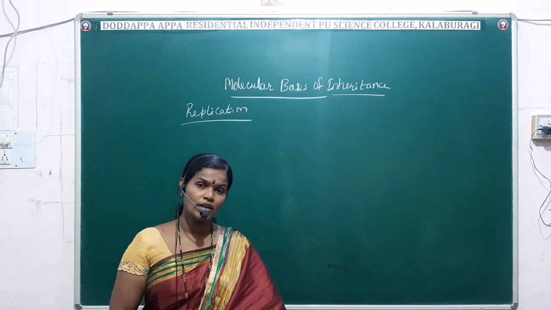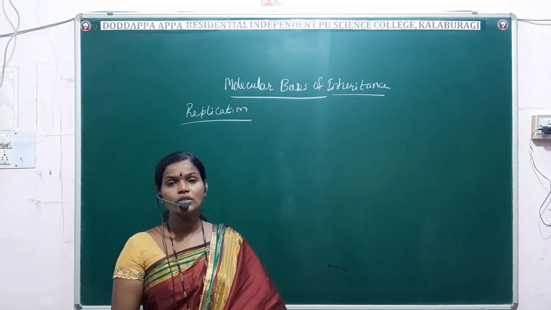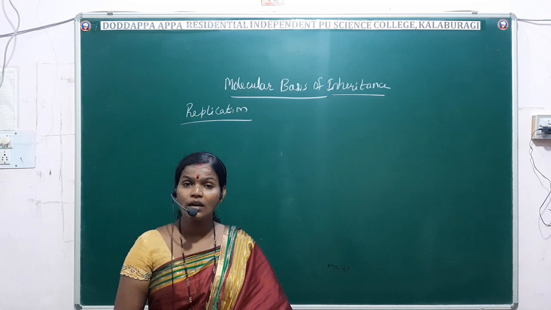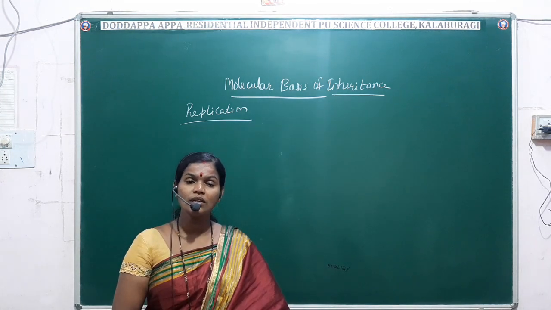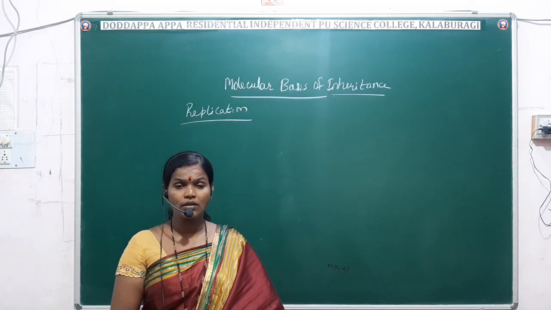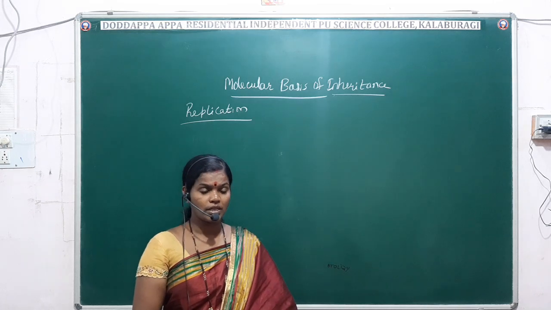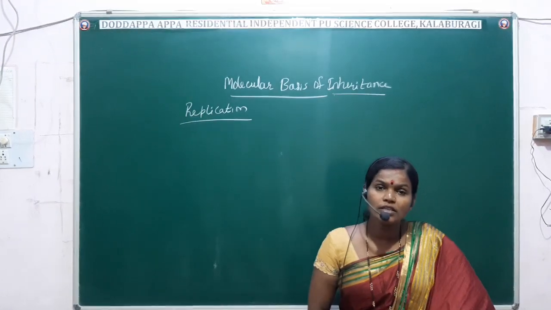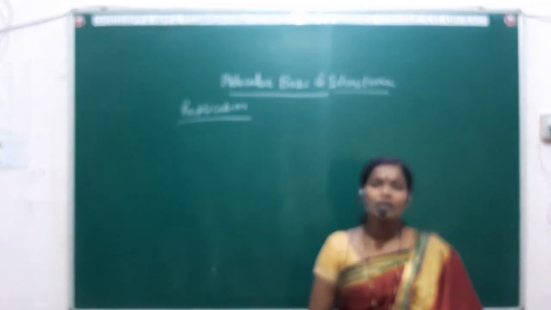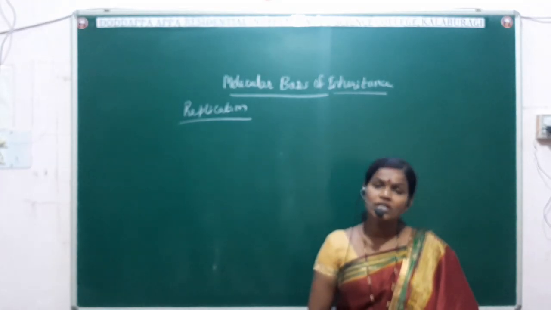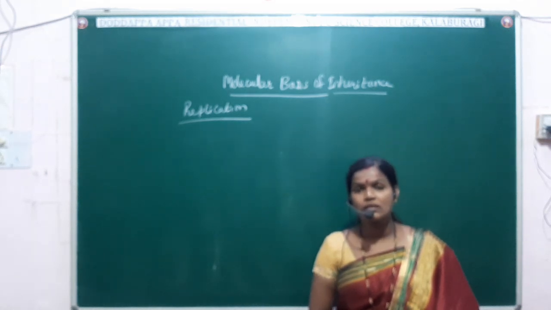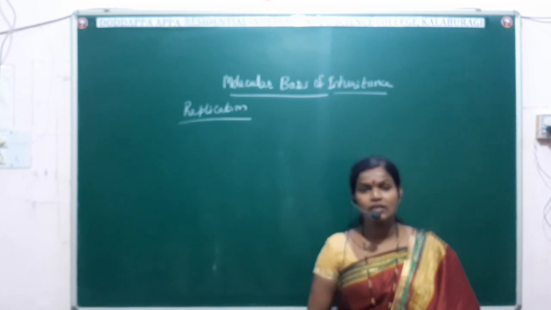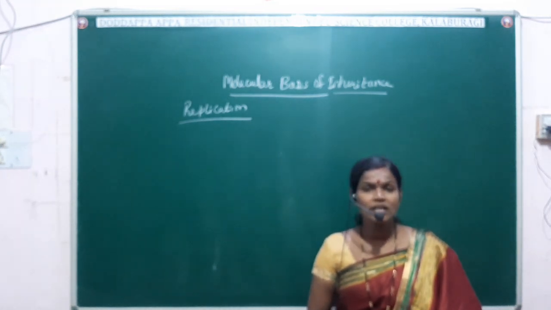That means two strands of the DNA will be there. Among those two strands, one strand is shifted to the daughter DNA, and the other strand in the daughter cell has to be synthesized new. That is why we call this process semi-conservative replication. The definition: it is a process where half of the parental DNA is retained in the daughter DNA, and the other daughter strand has to be synthesized by itself.